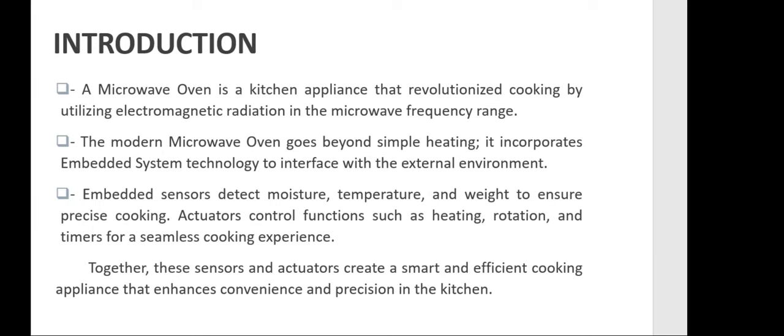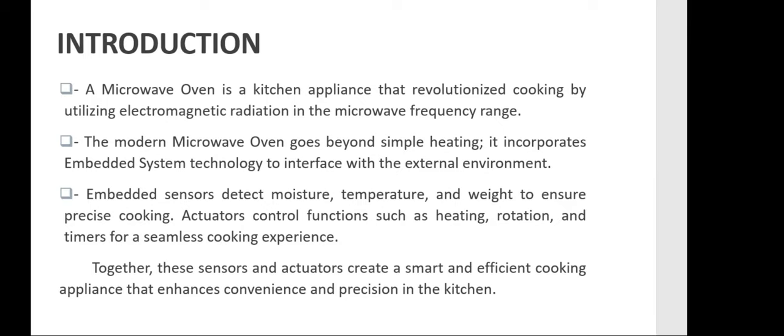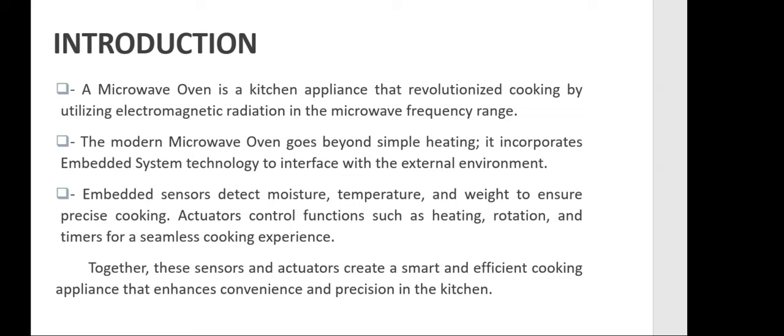Generally, a microwave oven is a kitchen appliance that revolutionized cooking by utilizing electromagnetic radiation in the microwave frequency range. The modern microwave oven has sensors and actuators, in which sensors detect moisture, temperature and weight to ensure precise cooking, and the actuators control functions such as heating, rotation and timers for a seamless cooking experience. With the help of these sensors and actuators in the embedded system, we can create a smart and efficient cooking appliance that enhances convenience and precision in the kitchen.